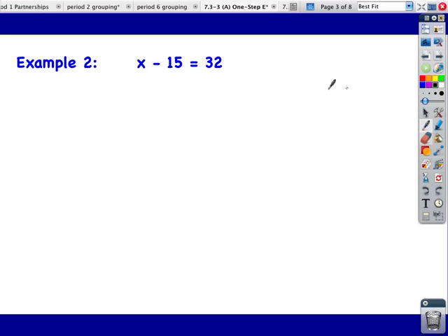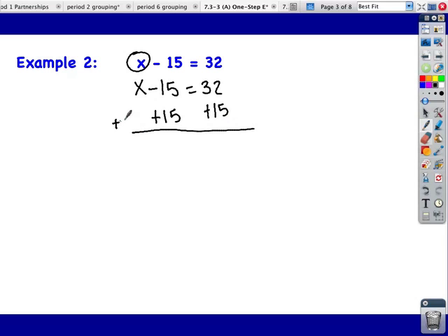Okay, here we go. x minus 15 equals 32. In this case, we want to get x all by itself. So in the next line, I'm going to write x minus 15 equals 32, but I'm going to add 15 to both sides of the equation. And when I do this addition, I'm going to get x on the left-hand side, and I'm going to get 47 on the right-hand side. How did I get just x on the left-hand side? A negative 15 plus 15 is 0, and x minus 0 is just x.